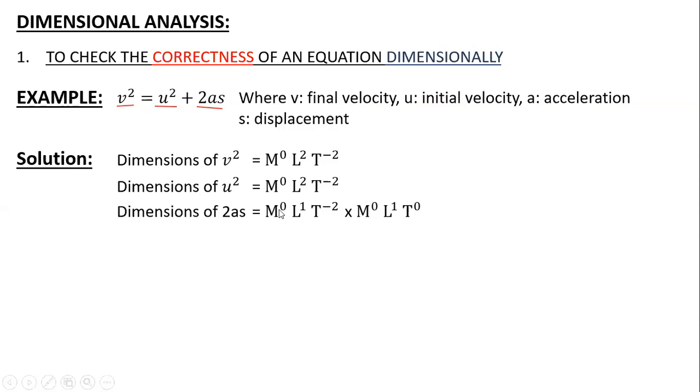Now if I just multiply, the dimensions are represented as powers, so they will follow the rule of exponents. Like terms multiply, powers get added. Here also we apply the same thing. M power will remain 0, L power will be 1 plus 1, that will become power 2, and T power will be minus 2 plus 0. That means by simplification we get M0 L2 T minus 2. So you can see every term has the same dimensions. That means I can say the dimensions of v square, u square, and 2as are equal, which means it is dimensionally correct.